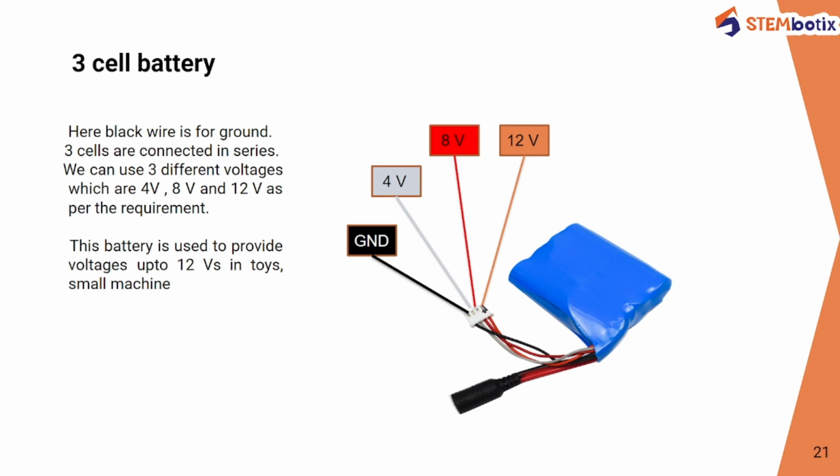So here the black wire is for ground and 3 cells are connected in series. We can use 3 different voltages, which are 4 volts, 8 volts and 12 volts, as per our requirement. This battery is used to provide voltages up to 12 volts in toys or small machines.